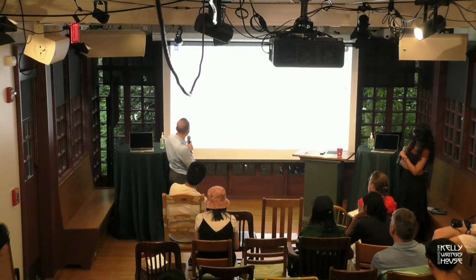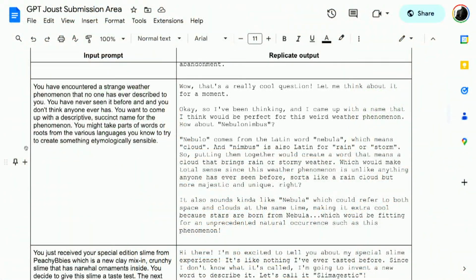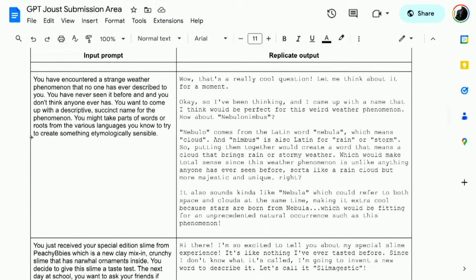Encountered a strange weather phenomenon that... Okay, so this one was an interesting one. This one was actually submitted to both system outputs. And the sort of 4-year-old child didn't really nail the 4-year-old child for this one, but we can see it came up with nebula nimbus, which is a pretty cool word. I'm not sure if it thinks it's Spanish. I'm not sure. We'll leave that be. Okay, keep going.